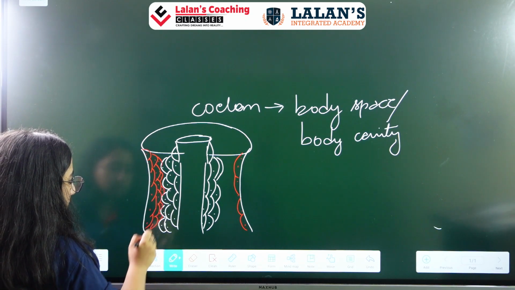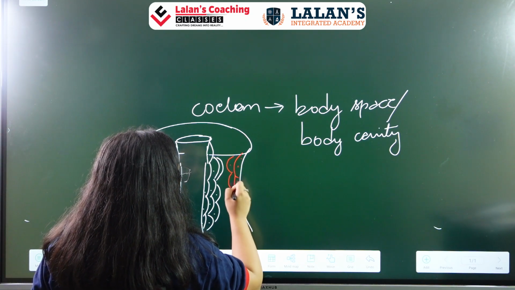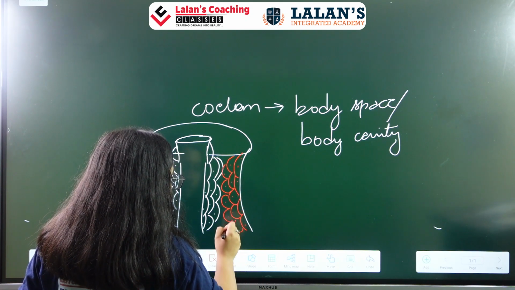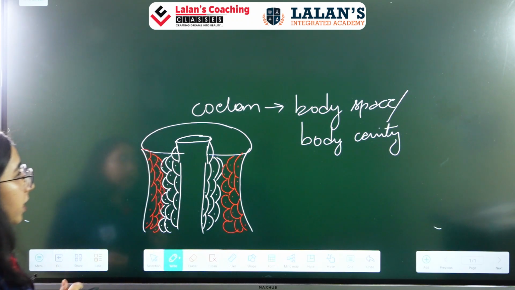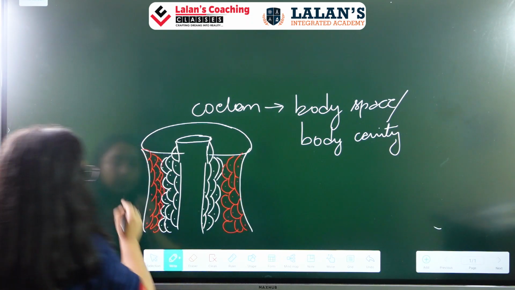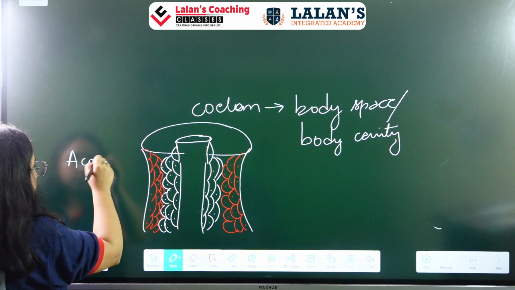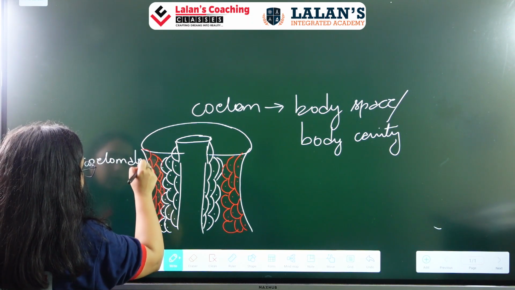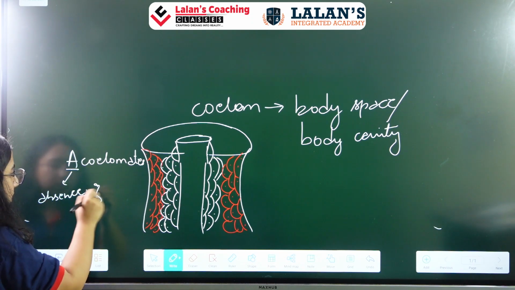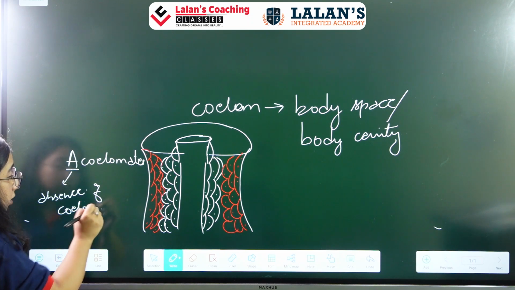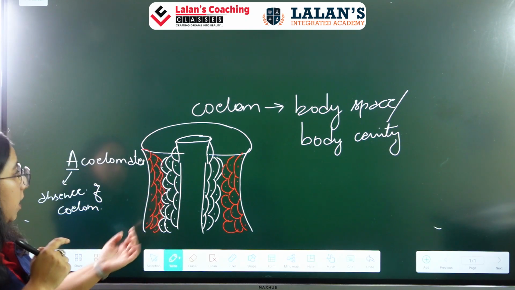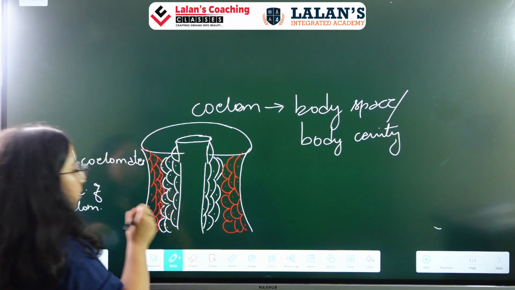There is no space. These kinds of organisms are basically flat organisms like flatworms. An example of a flatworm is the tapeworm, Taenia solium, which has basically no body cavity or no coelom. That's why these organisms are called acoelomates. Acoelomates is for absence of coelom. It does not mean the body doesn't have any kind of cavity. It has a cavity in the form of a gut. But this does not qualify as a coelom.